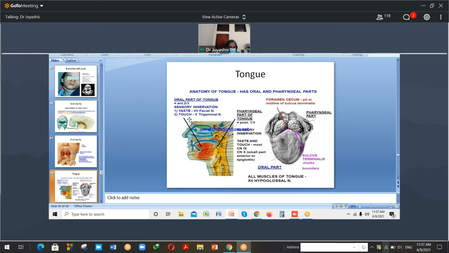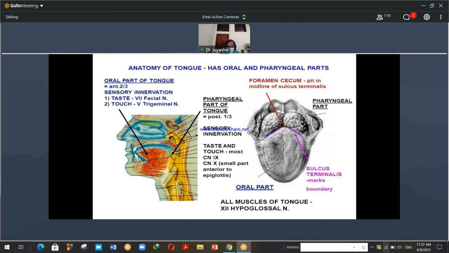Around the fourth week of embryonic development, the structure that will become the tongue begins to form on the first, second, third, and fourth pharyngeal arches. Then the oral part of the tongue, that is the anterior two-third. This is the anterior two-third of the tongue.